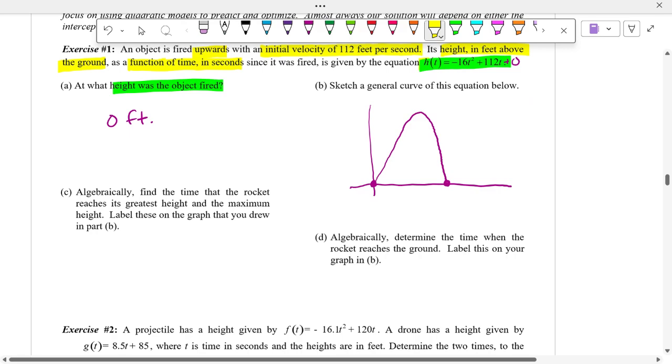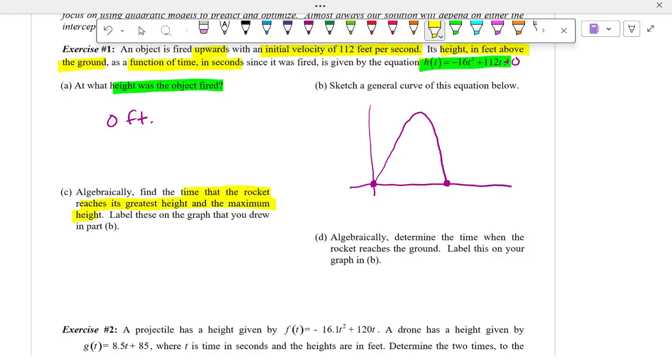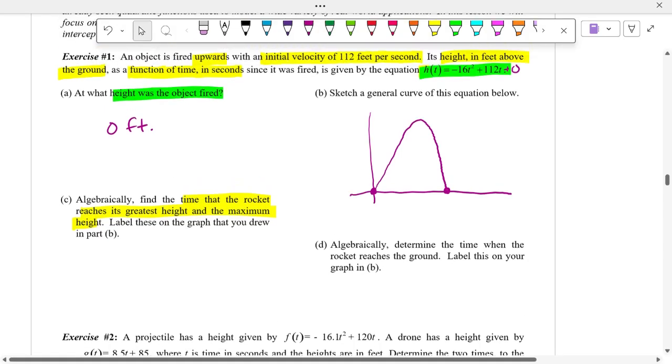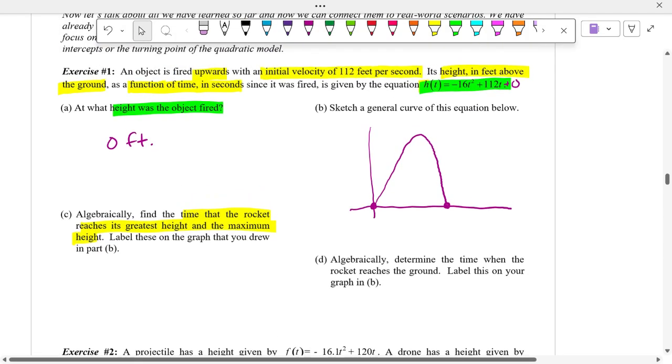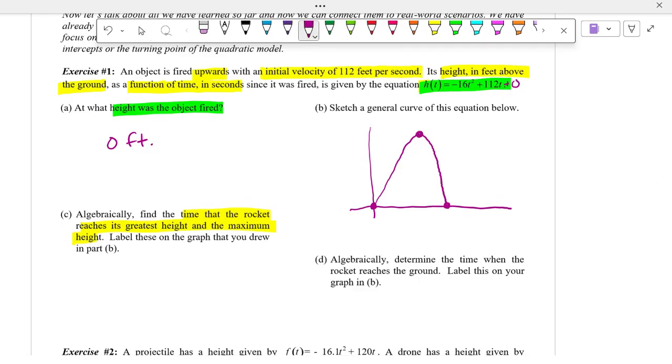So algebraically, we're going to find the time that the rocket reaches its maximum height and label it on the graph that we drew in part B. So if we're talking max height, what is that? The vertex. So we're trying to find this right here. Now, we talked about how to find the vertex algebraically. What's the easiest way to do that? Well, besides putting it in your calculator.